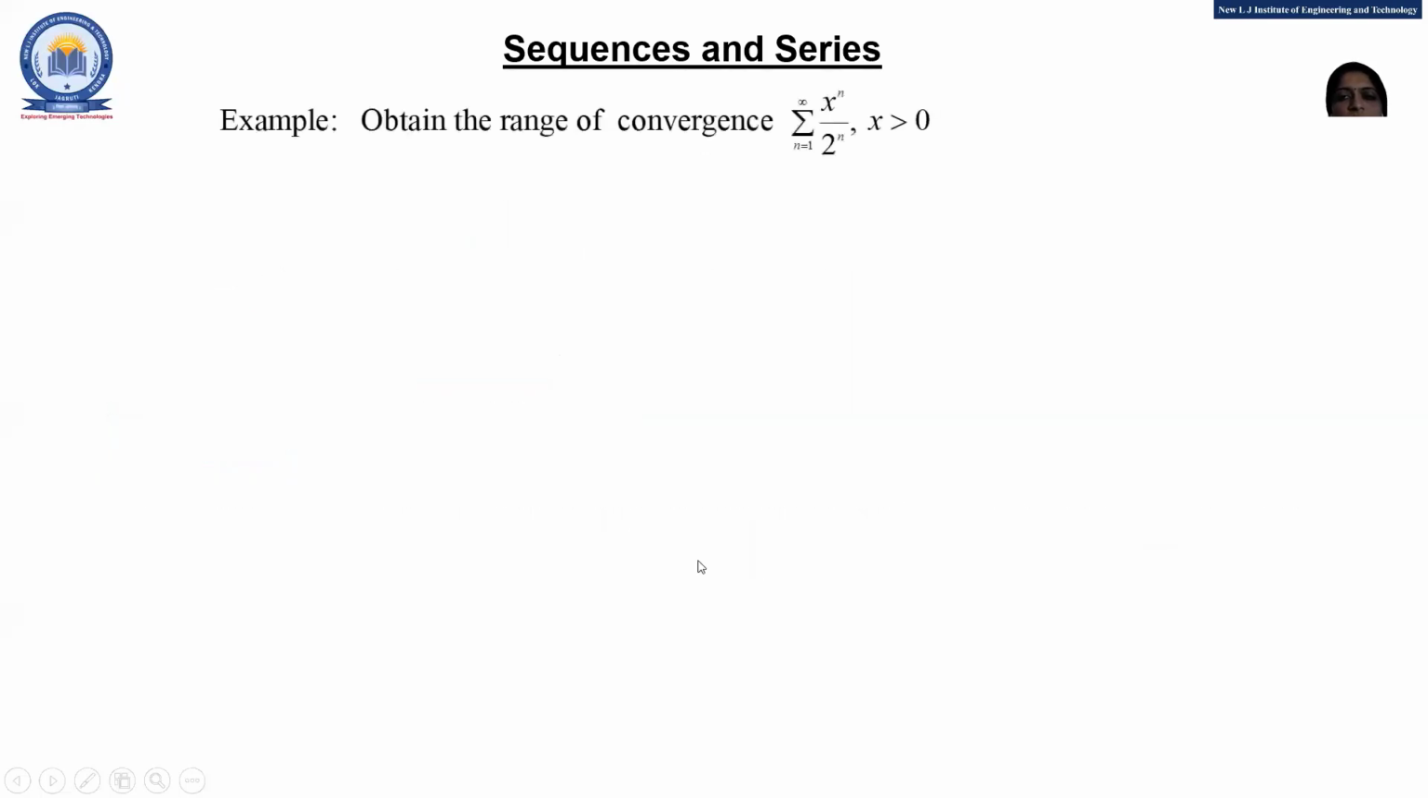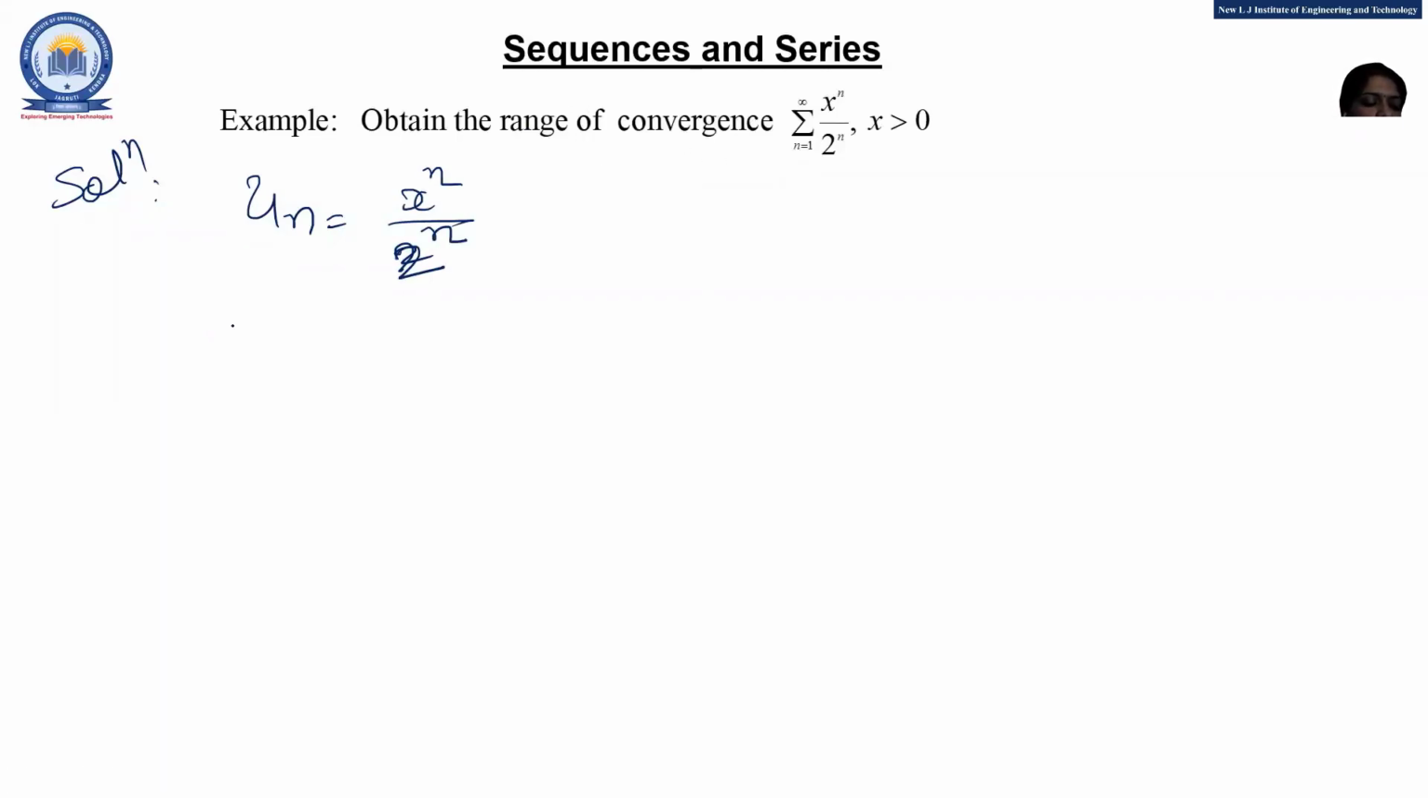Okay. So let's start the example of the power series, that is, obtain the range of convergence, and our given series is summation n from 1 to infinity, x raised to n upon 2 raised to n, x greater than 0. So let's start the solution here. What is our nth term? Our nth term is x raised to n upon 2 raised to n, right? So we'll check the range of convergence.